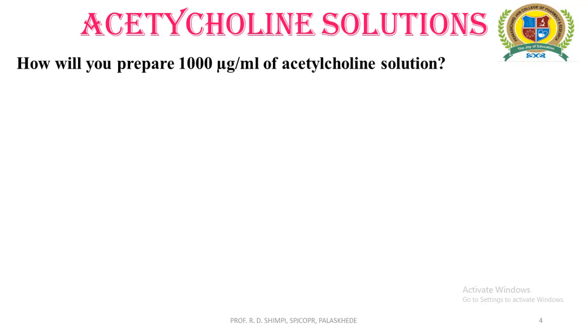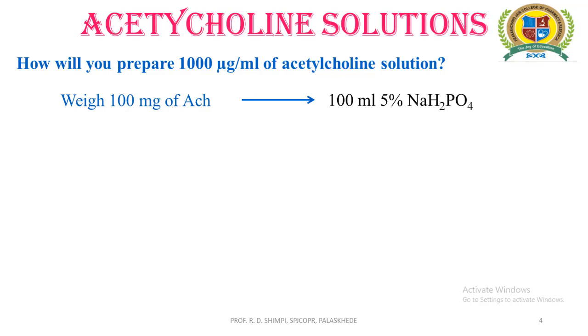First of all, we will learn how to prepare a 1000 microgram per ml acetylcholine solution. First of all, weigh 100 mg of acetylcholine and dissolve it in 100 ml of 5% NaH2PO4 by using a volumetric flask. Take it into the volumetric flask. Whatever acetylcholine is available is in solid form, so it can be easily weighed as 100 mg. So definitely, if you have to prepare 100 ml, you need to weigh 100 mg.